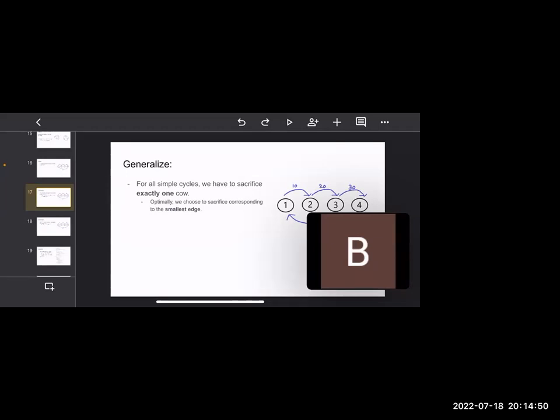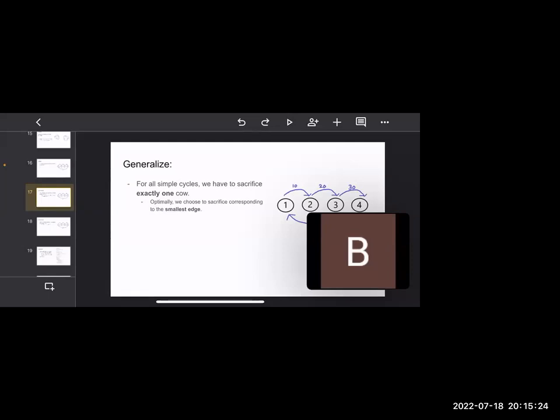So one thought we can generate is that for every simple cycle, since this sample case is a simple cycle, we have to sacrifice exactly one cow. Through the aforementioned process, we don't have to sacrifice two more cows. We only have to sacrifice one. And optimally, we can choose which cow we want to sacrifice.